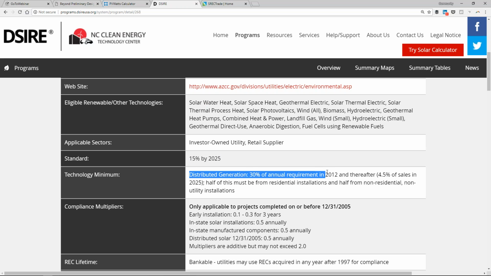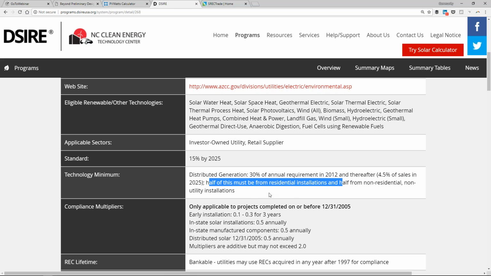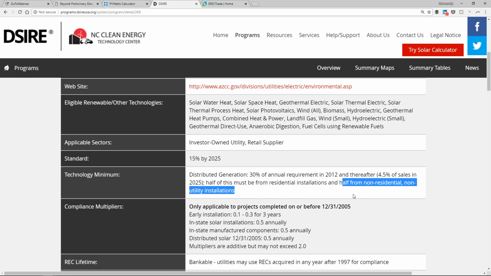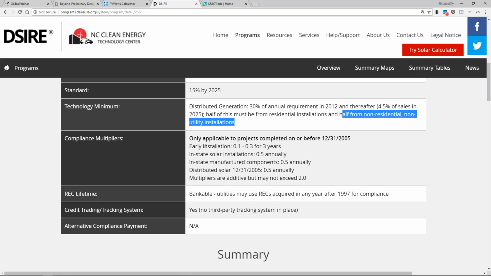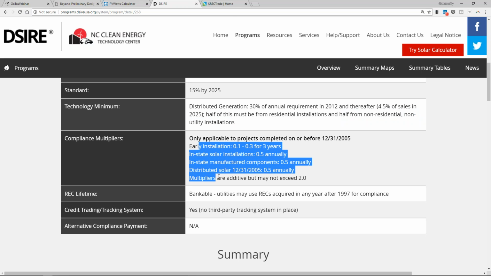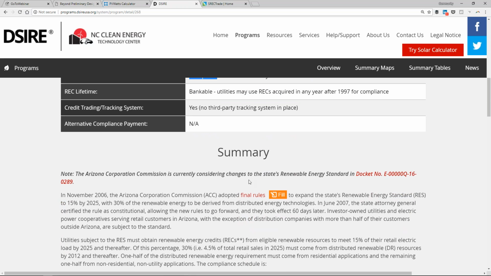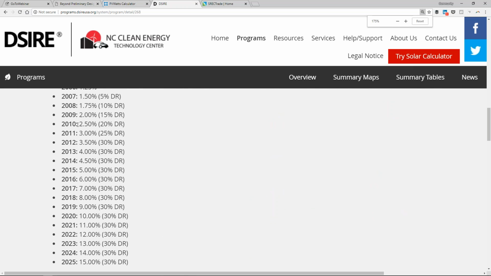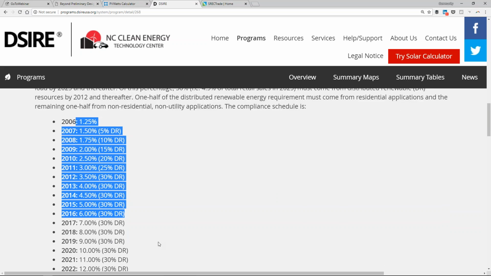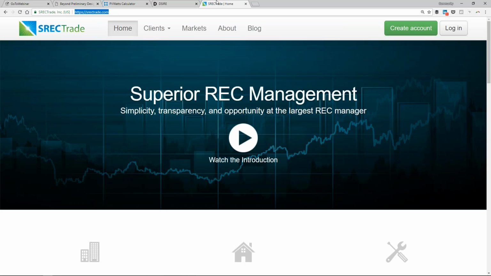This is interesting. I haven't seen this before. Distributed generation where half of it has to be from residential and the other half from non-residential, non-utility. So that's innovative. I've never seen that before. I do like that. So what we can see here is the escalators are being defined too.